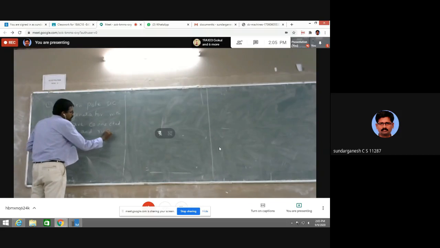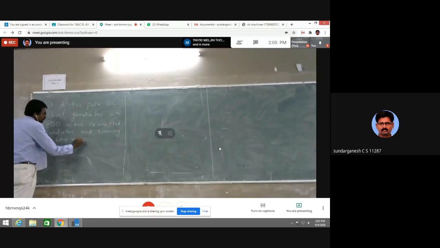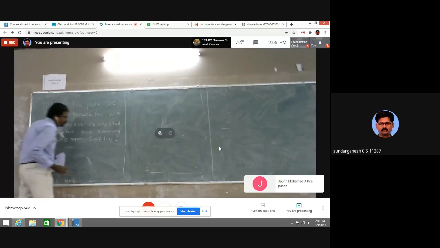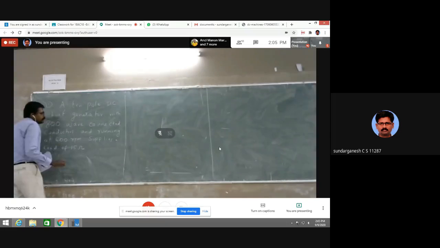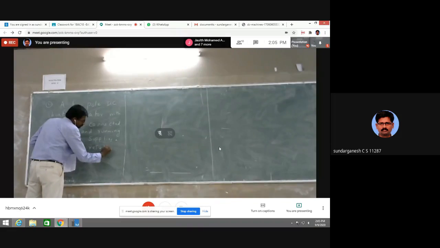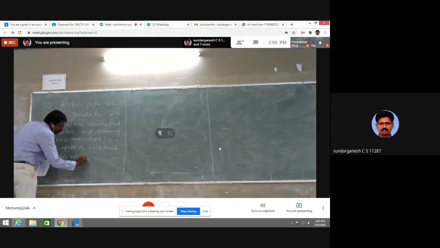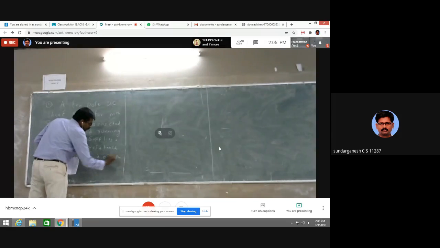Running at 600 RPM, it supplies a load of 15 ohm resistance. The armature resistance is 0.28 ohm.